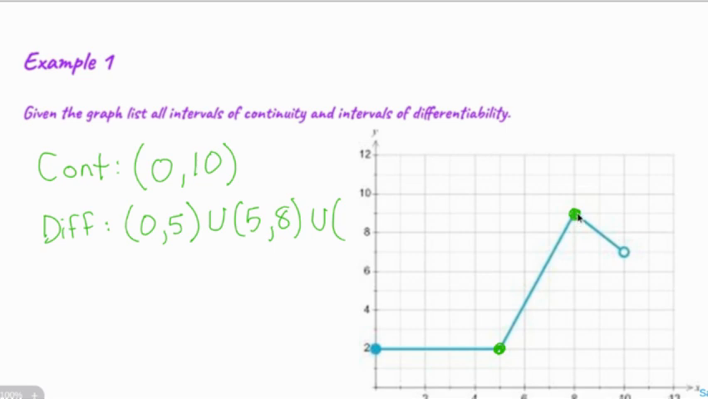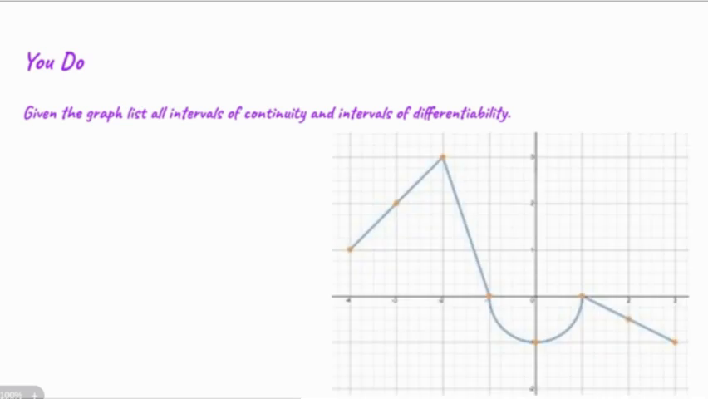And then we go from 8 to 10. So while we have one continuous interval from 0 to 10, our differentiability gets broken up into 3 sections. So go ahead, try the next 4 examples on your own, and remember all the rules.